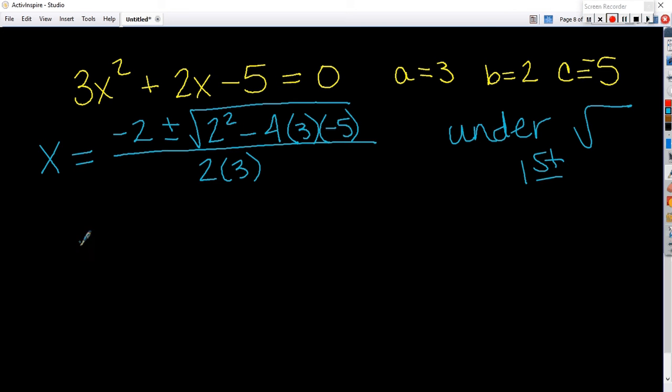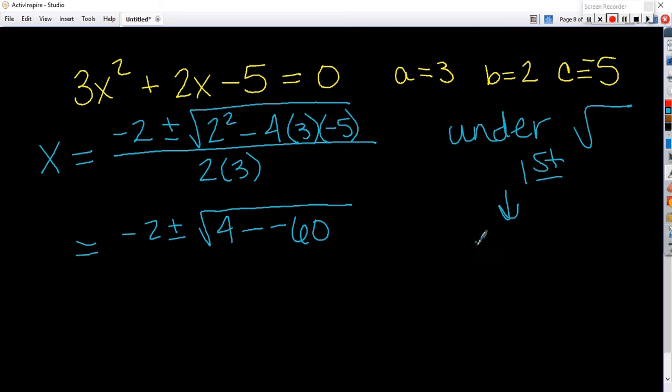So I get negative 2 plus or minus the square root of 2 squared, which is 4, minus, now multiply these three numbers together. 4 times 3 is 12, and 12 times negative 5 is negative 60. I want you to be very, very careful of signs. Well, minus negative 60 is going to be plus 60.